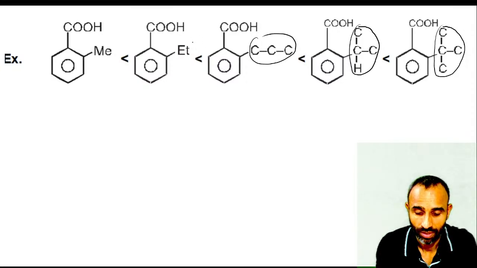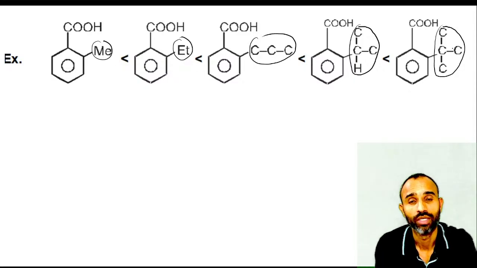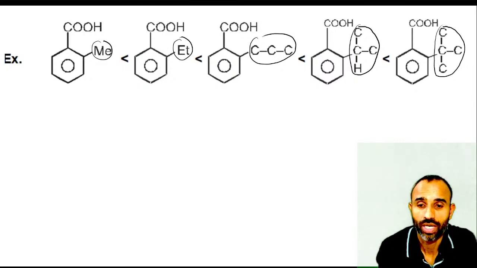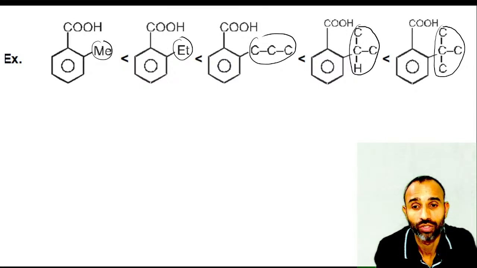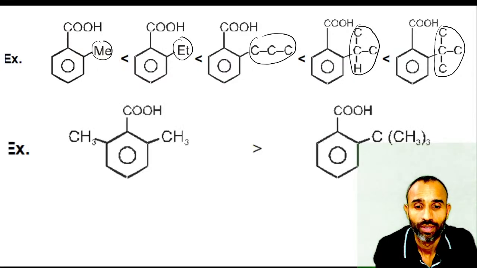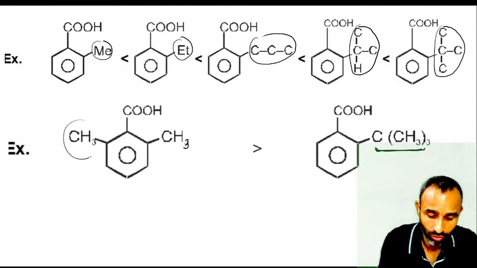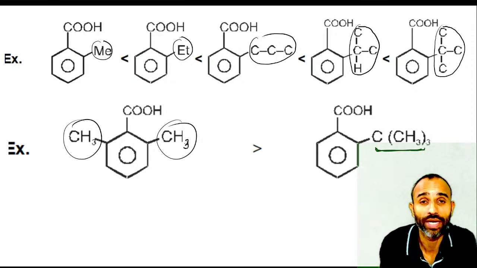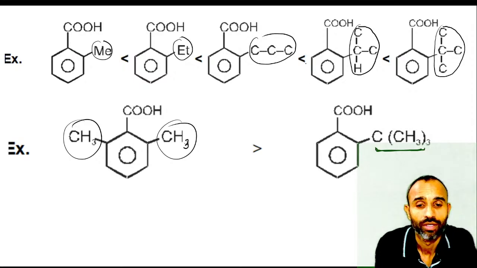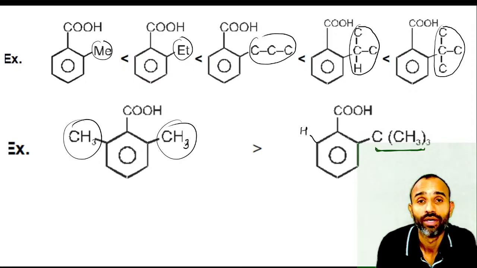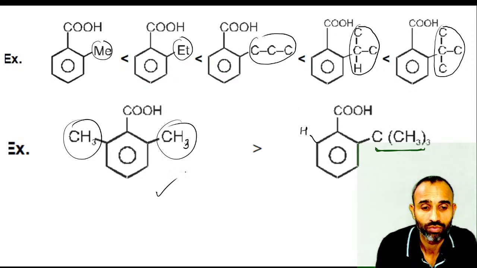So that's why, see, as these groups increase, their acidic strength increases. Bulkier the group, more is the ortho effect and stronger is the acid. Again, though this is bulkier than these two, these have the effect on both sides. See, on this side it is free of steric hindrance. That's why it is more acidic than this.